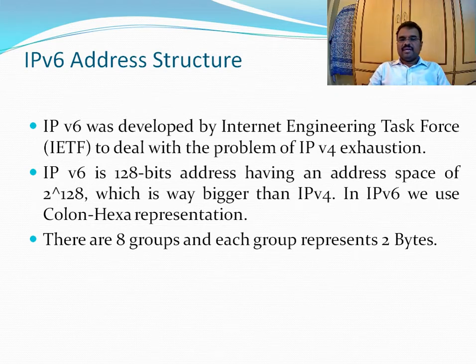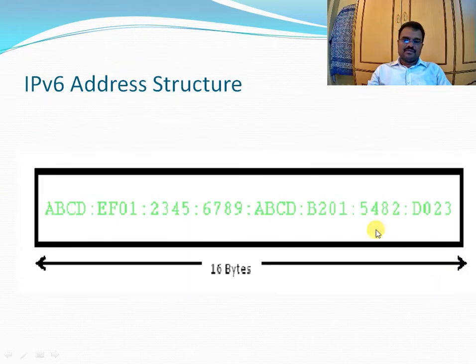In IPv6, we use colon hexadecimal representation, whereas in IPv4 we use dotted decimal notation. This is the main difference between IPv4 and IPv6. IPv4 uses 32-bit dotted decimal notation, whereas IPv6 uses colon hexadecimal representation. There are 8 groups and each group represents 2 bytes, so there are 16 bytes.